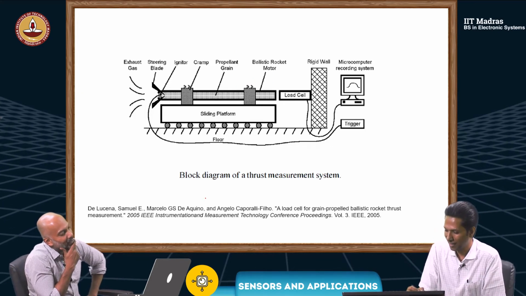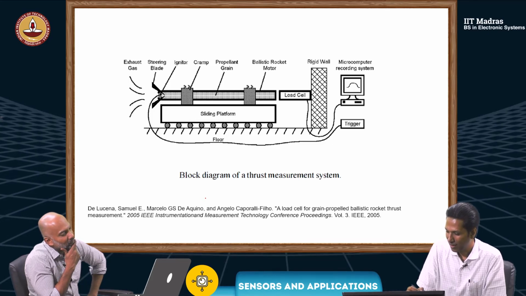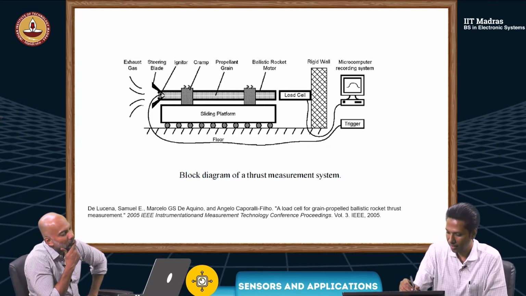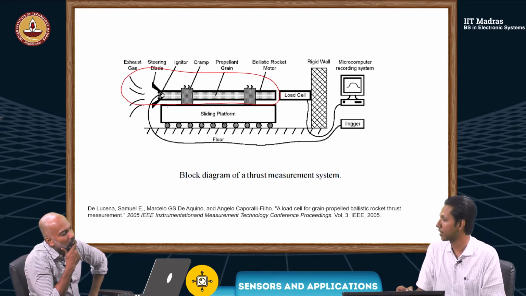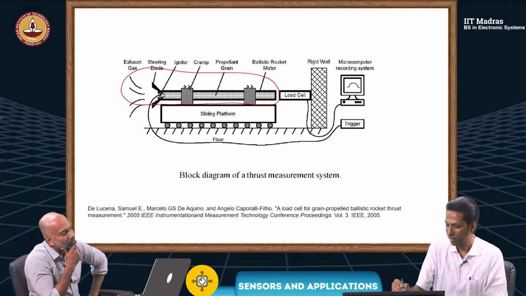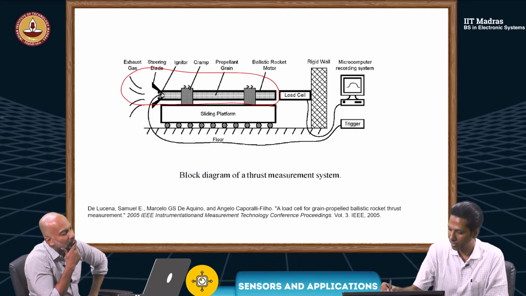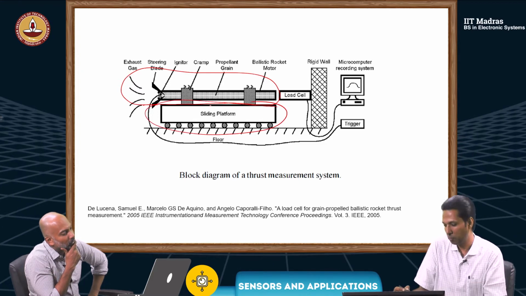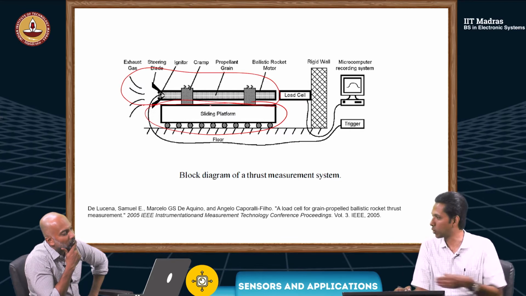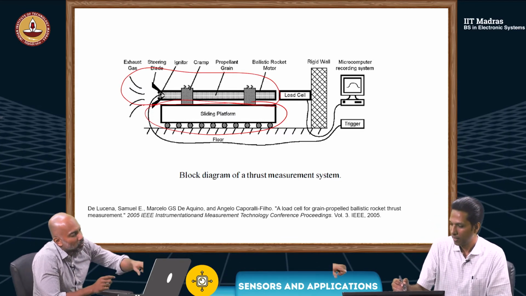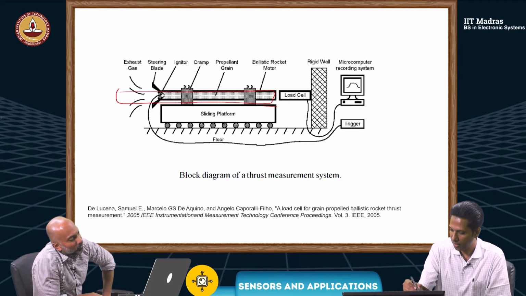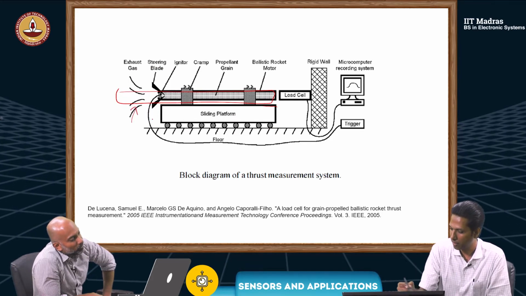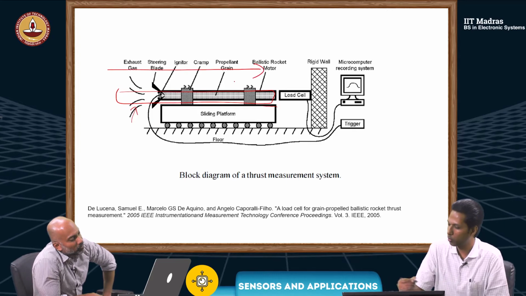Oh, what is this? Look at this. Of course, here the rocket is this one. It's not kept in the vertical direction, but that doesn't matter. They have placed it on a sliding platform, a platform which is free to move in the horizontal direction. So this rocket, let's say you fire from this side, it will try to move in this direction.